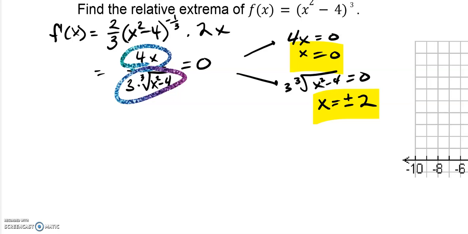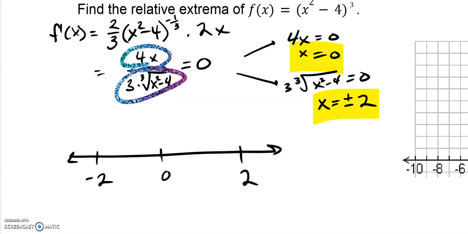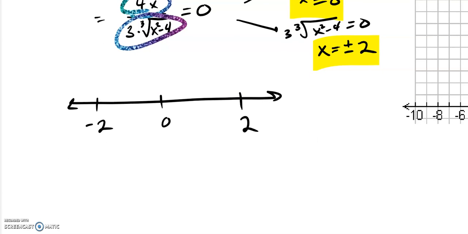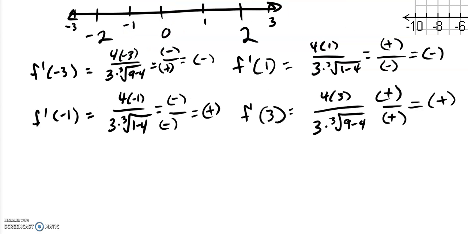So then if you haven't already, set that up on a number line with your critical points being at negative 2, 0, and 2, and then find values to the left and to the right of each one of those critical points, plug that into the derivative, and determine if it's a positive slope or a negative slope. When I identified points to the left and to the right, I chose negative 3, negative 1, 1, and 3. And then I'm plugging those into your slope, right?